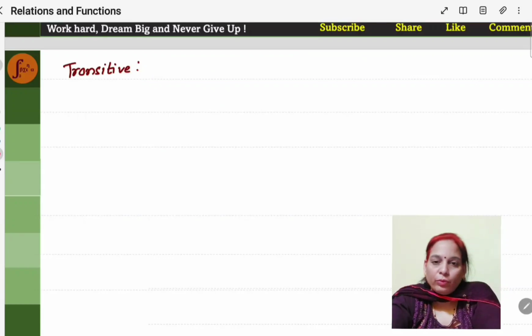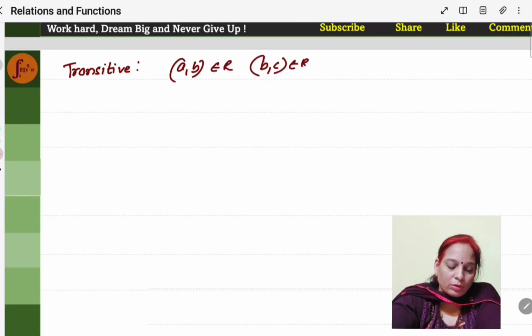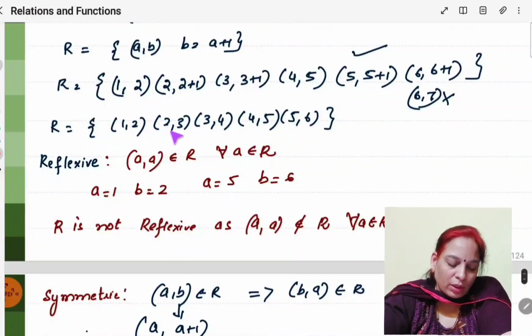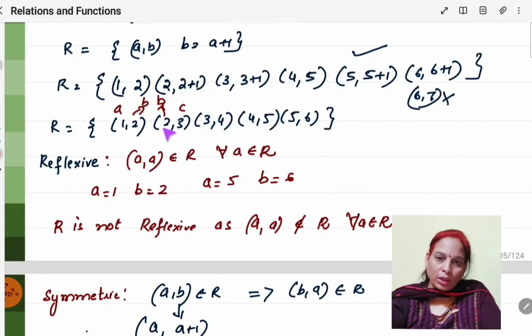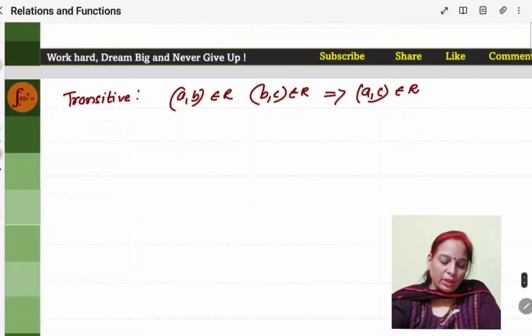Now we'll check out if it's transitive. What is the condition? A comma B belongs to R and B comma C belongs to R. This should imply that A comma C belongs to R. Now let's take this case, 1 comma 2 and 2 comma 3. If you notice, you can call this B, this is A and this is C. 1 comma 2 and 2 comma 3 belong to R, which means that A comma C should belong to R, which is 1 comma 3. Do we have 1 comma 3 in this relation? No. So we can say it's not transitive.